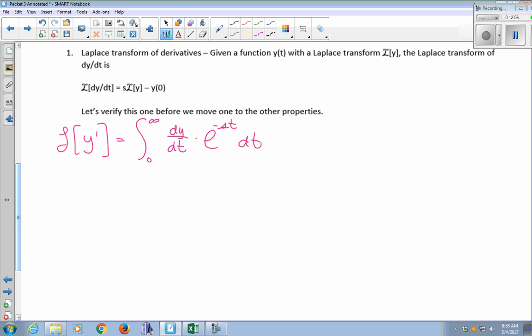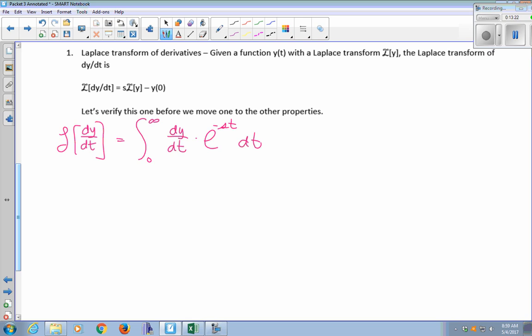Yeah, I don't know why I wrote it. I think I just wrote it as y prime the first time because I was being lazy. Yeah, so the dt's cancel out. I'm just going to leave it for now, but this is a product, right? dy/dt times e to the negative st dt.